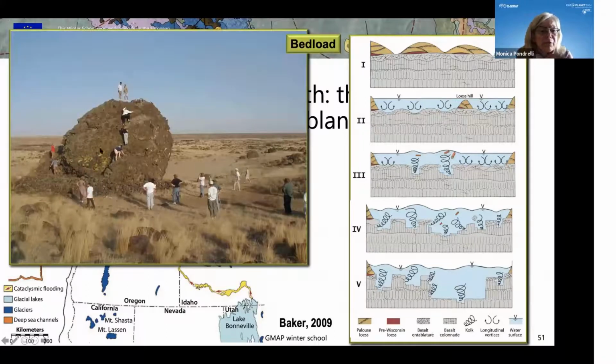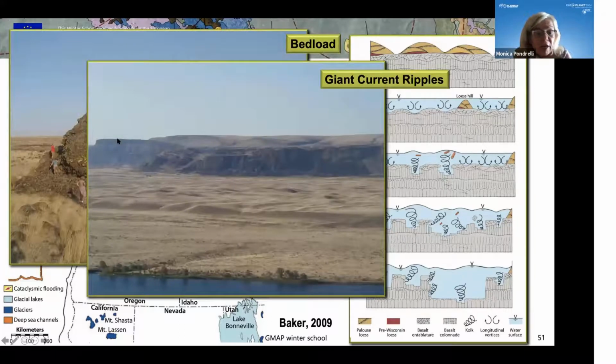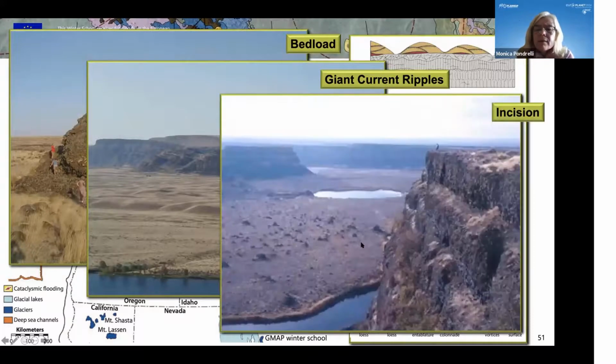This is an example of the bedrock. This is a clast. Giant current ripples. I mean, you see the scale. You can guess the scale from here. And this characteristic flat base of these huge valleys, which are deeply incised by these inner channels, and then you have these lakes which were formed by the turbulent erosion.